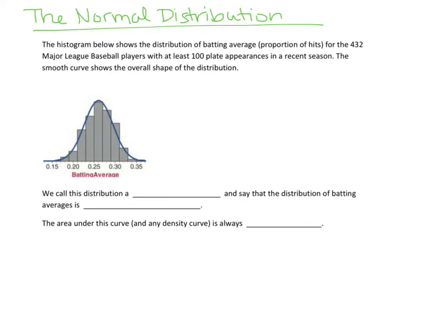So below you can see a histogram that shows the distribution of batting averages for Major League Baseball players. And you'll notice that the distribution is fairly symmetric, it's fairly unimodal, and actually it's a really good distribution because you can draw this nice bell-shaped curve on it. And we call this curve a normal distribution. You can also call it a normal curve.